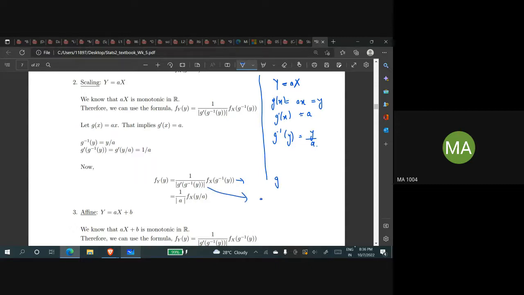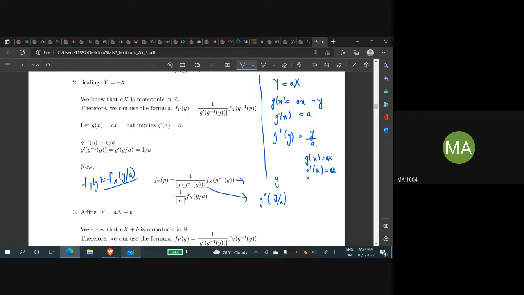In the denominator, you have g dash of g inverse y, that is y by a. If g of x was ax, g dash of x was just the constant. So you take any x, your derivative is going to come out as a. So even for this case, you will have in the denominator just mod of a. And so you will get the result f y of y.